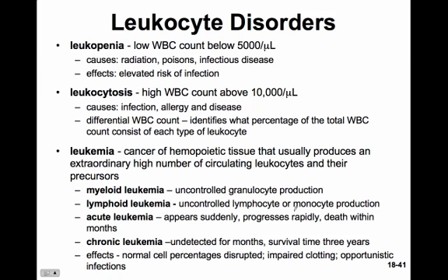As with red blood cells, there are many white blood cell disorders. Leukopenia is when we see a low white blood cell count, one that's below 5,000 per microliter. The causes of this low white blood cell count are often radiation or poisons or infectious disease. The effects are to elevate the risk of infection. This is why radiation therapy actually acts to suppress the immune system.